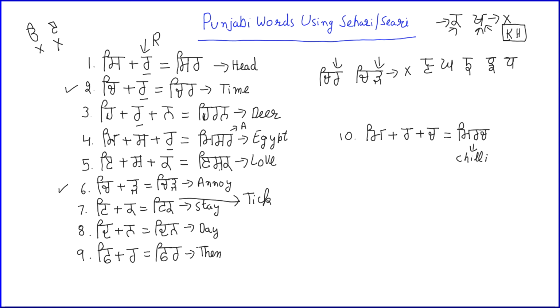So these are the words for today. 10 words we discussed. Let's revise them once again. The first one is sir. Sir means head. Chir. Chir means time. Hiran. Hiran means deer. Misr. Misr is a country. Egypt. Ishq. Ishq means love. Chid means annoy. Tik means stay. Din means day. Fir. Fir means then. And last is mirch. Mirch means chili.